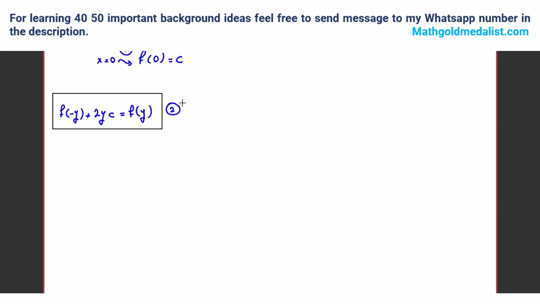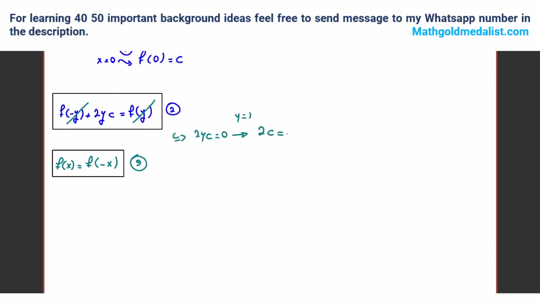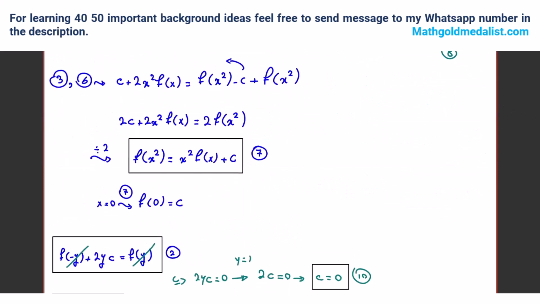So from these two results, we can conclude what? We can cancel these two things. So 2yc is 0. And then we can select one y that is not 0. For example, y is 1, when you want to use this. So 2c is 0, so c is 0. So let's put a box around this one, and it will be our 10th result. Okay, because c is 0, we can write this one. And we can say what?